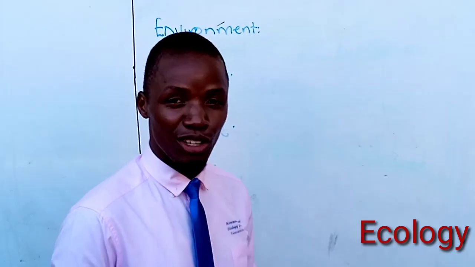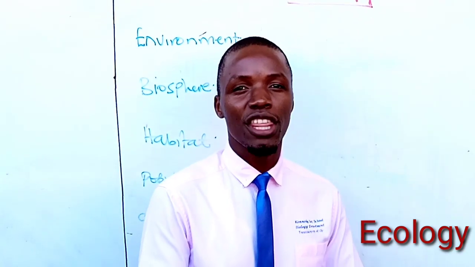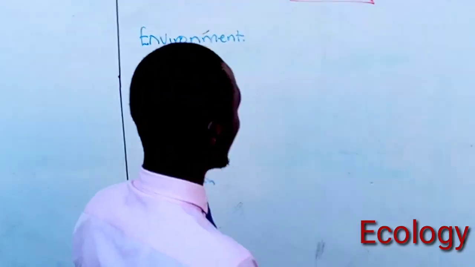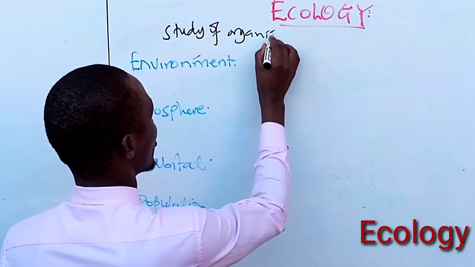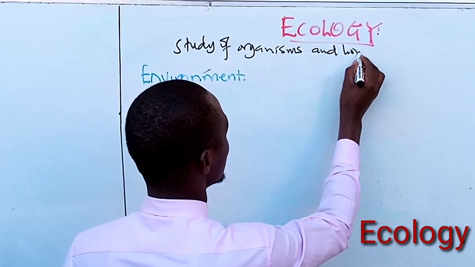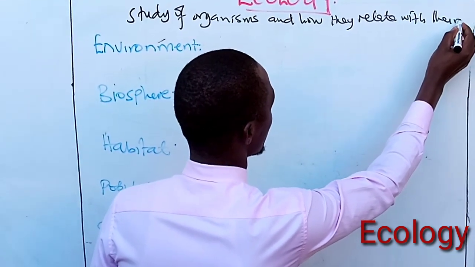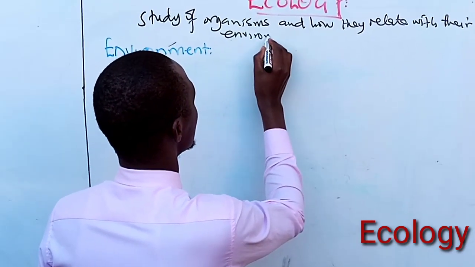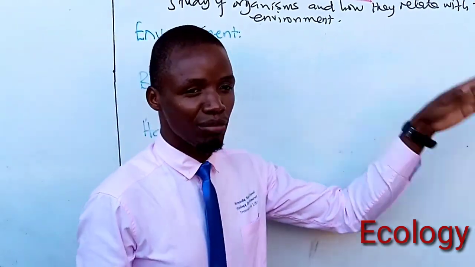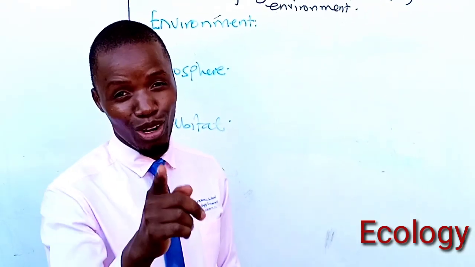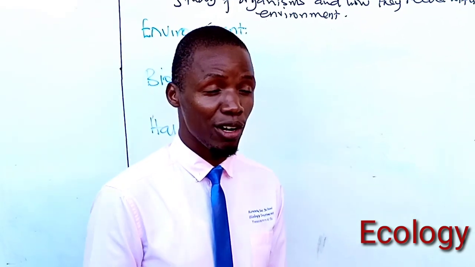So, what does ecology mean? Ecology simply means the study of organisms and how they relate with their environment. Under this, we are going to be looking majorly at how we as organisms, because you're also an organism, interact with the environment around us.